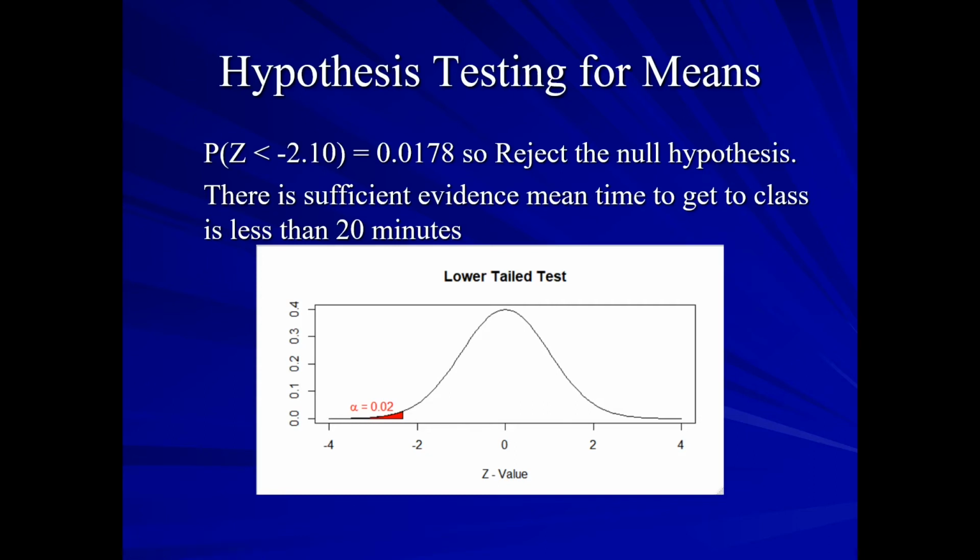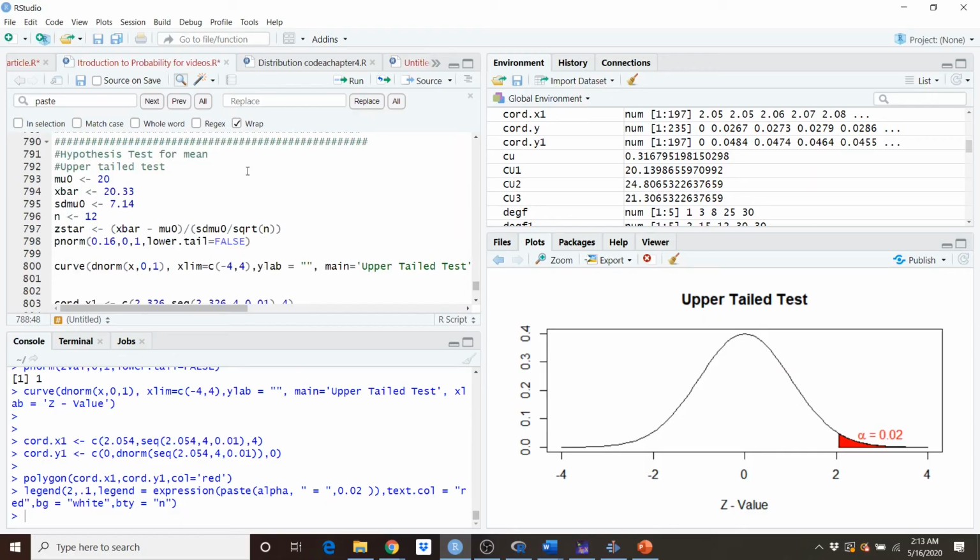Okay, so how might we do this in R? Well, let's take a look. So we'll look at our upper tail test first, our first example. Remember, mu0 is 20, x bar is 20.33, standard deviation is 7.14, n was 12. Our z star value is x bar minus mu0 over standard deviation over square root of n.